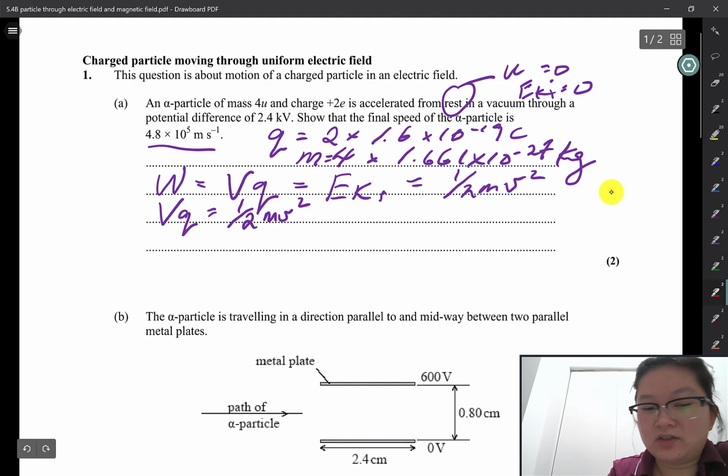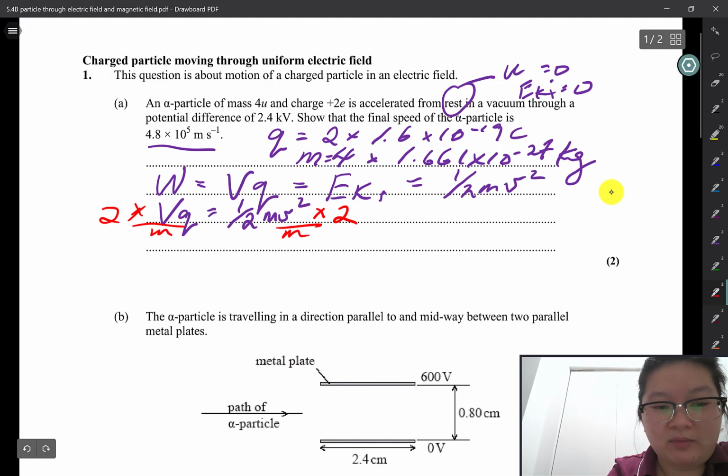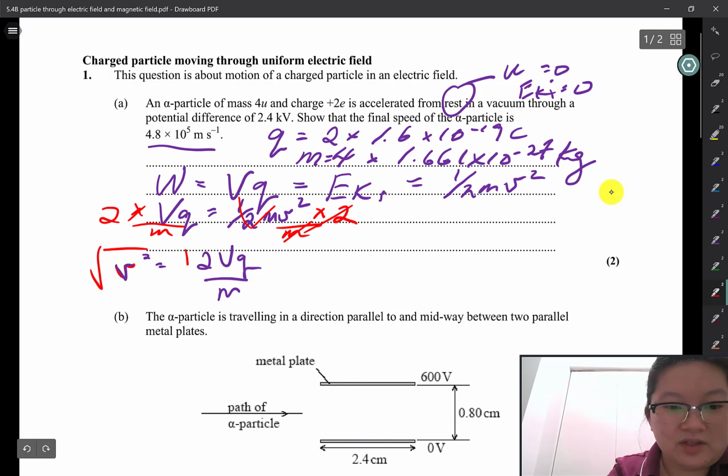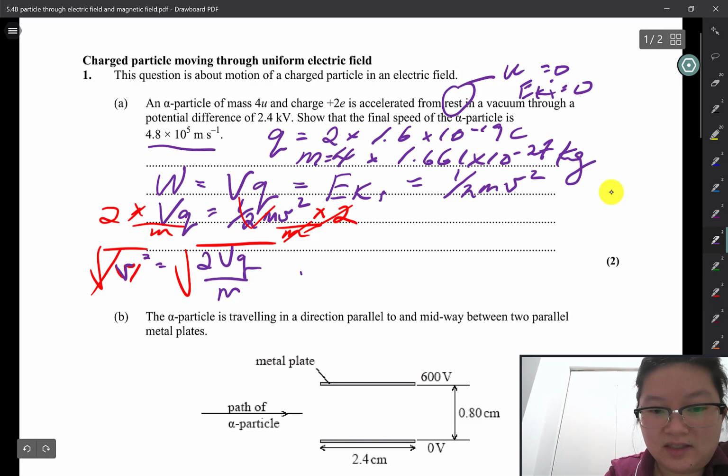So let's do a bit of algebra just to solve for this v here. Dividing both sides by mass, multiplying both sides by 2 is going to give us v squared equals 2VQ over m, and then ultimately taking the square root. This is going to give us v is equal to the square root of 2VQ over m.